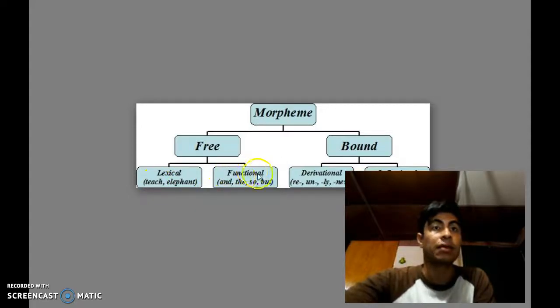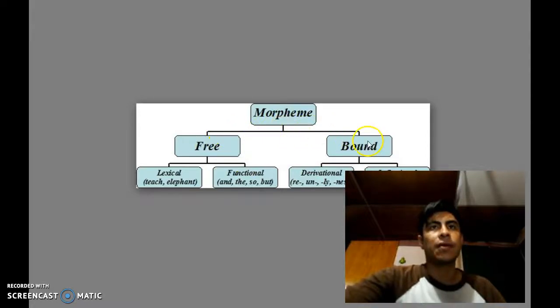And in functional, we have prepositions, conjunctions, and articles, like that. So those are words that can also stand alone as a single word. They don't need another element.